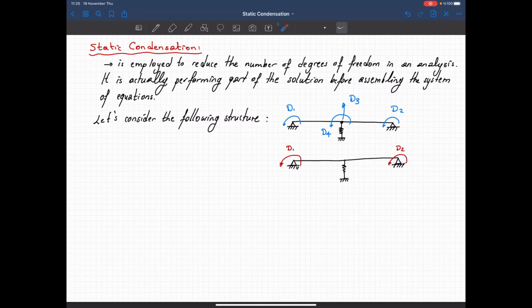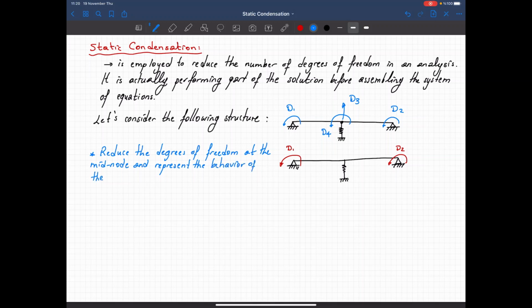So how do we do that? But let's first write what we want. We want to reduce the degrees of freedom at the mid node. This is what we want, and represent the behavior of the whole structure with D1 and D2. Okay, so this is what I want to do. All right, let's see how we can do it.